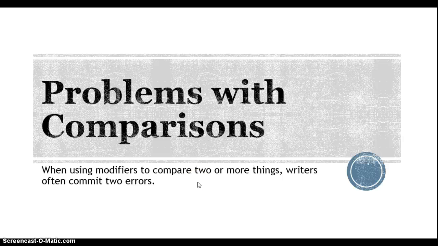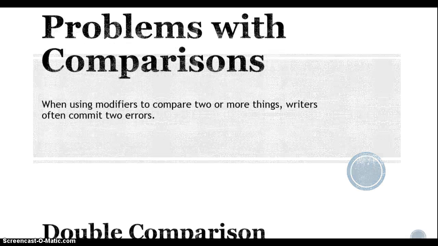Last time we talked about using adjectives and adverbs to make comparisons. What I want to talk about this time is some errors that are sometimes made. So we're going to talk about problems with comparisons. Because what happens a lot of times is when people are using modifiers to compare things, there's two main errors that are made. Let's talk about these errors.